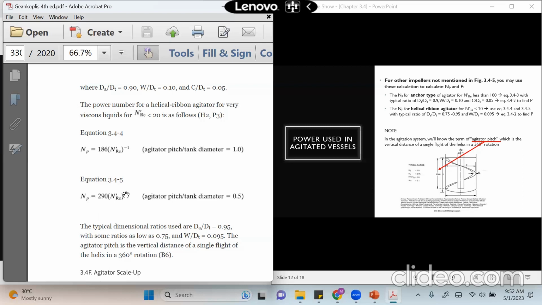So in this subchapter of the agitation system, you have to be very careful with all the requirements. If in the problem the agitator pitch to tank diameter ratio is 0.5, you cannot use equation 4, even though it's also for the helical ribbon, because this requirement you cannot fulfill. And vice versa, you cannot use equation 5 if the agitator pitch to tank diameter is equal to 1. So you have to be very careful, pay attention to all the requirements for each equation.